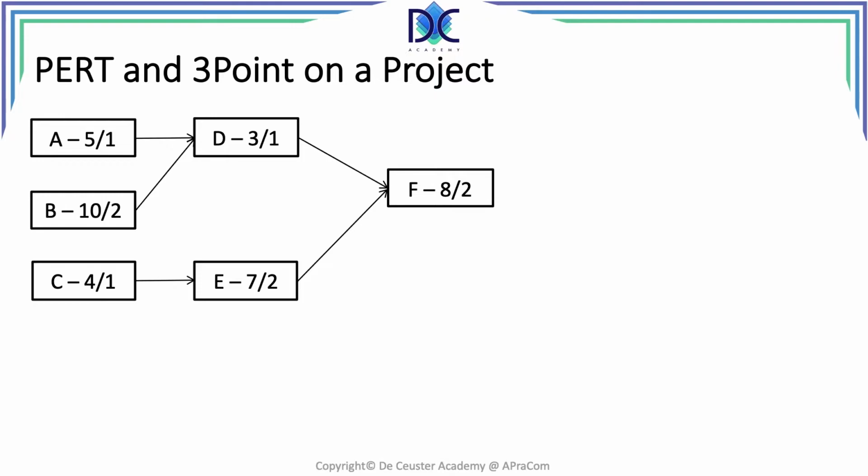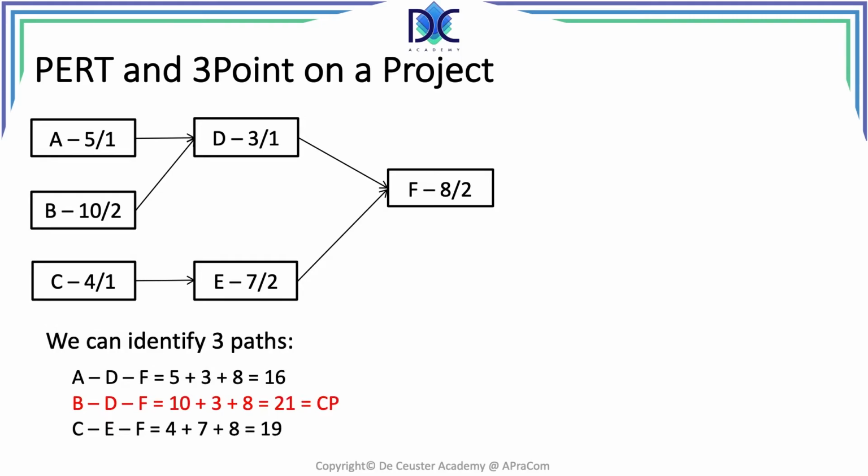Let's have a look at the project. Here we have a project with 3 paths: A, D, F; B, D, F; and C, E, F. For every activity you find in the first number the duration and in the second number the standard deviation. Now the first thing to do, and you can do it on your own before continuing, is to calculate the duration of those paths and identify the critical path. Remember that the critical path is the longest path through the network. Did you do the calculations or not? Let's just see what the results are.